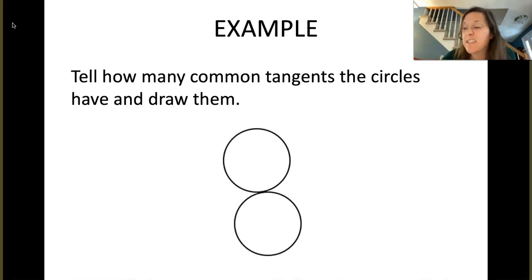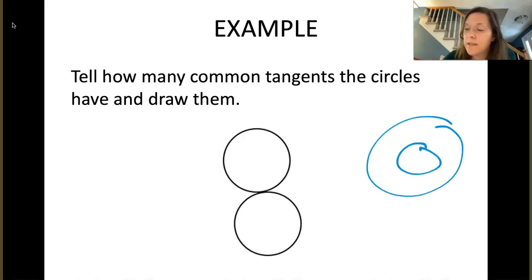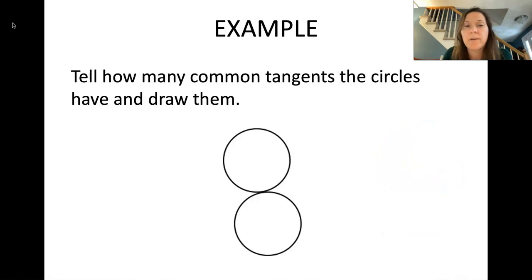If you had concentric circles like this, then you would have none, because there's no way to get a tangent to both of those. You might want to put that in your notes. Just hold on to it.